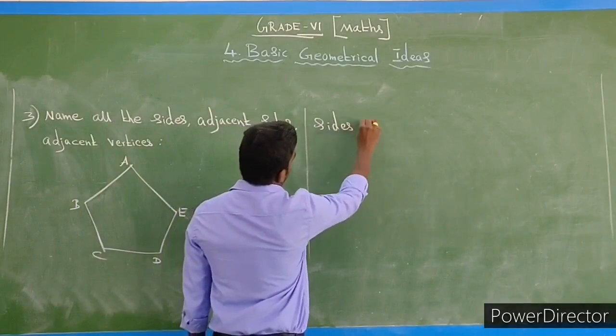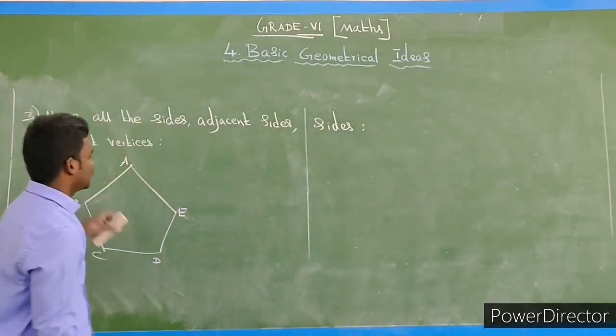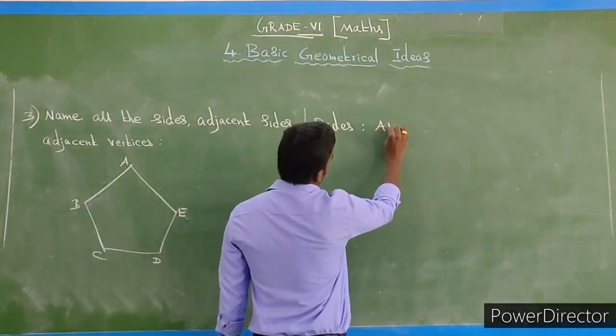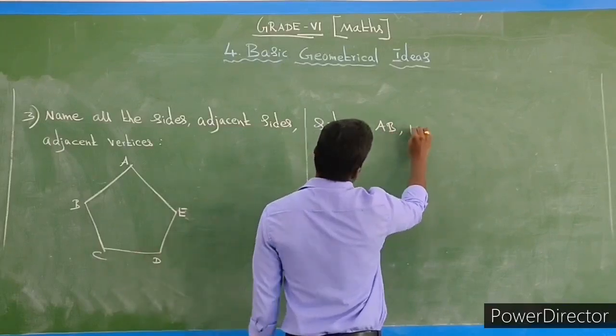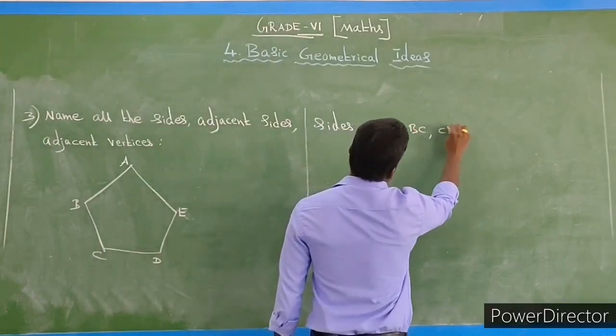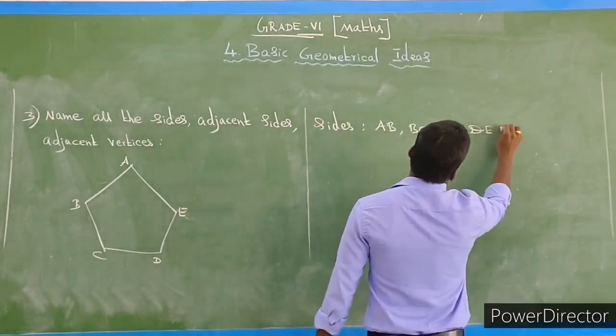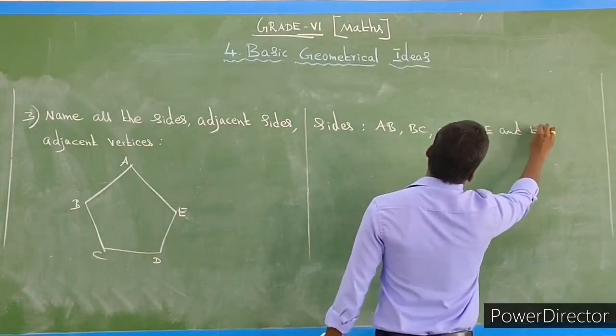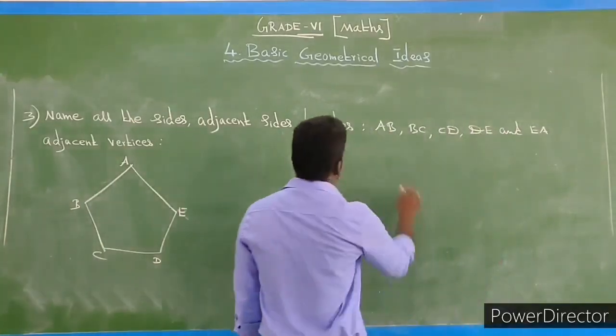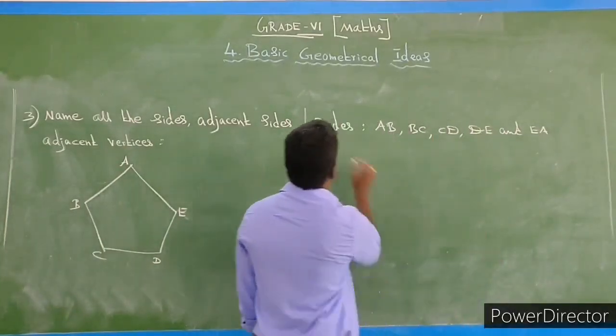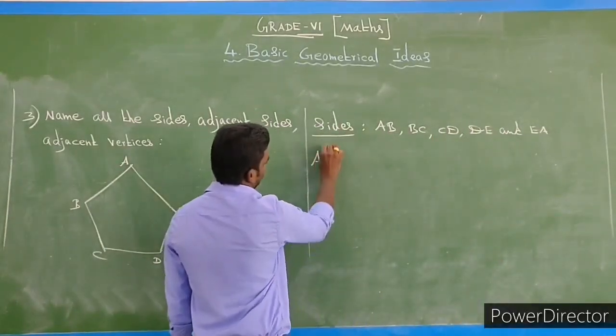How many sides are here? AB, next BC, CD, DE and EA. So how many sides here? Five sides. What is next one?